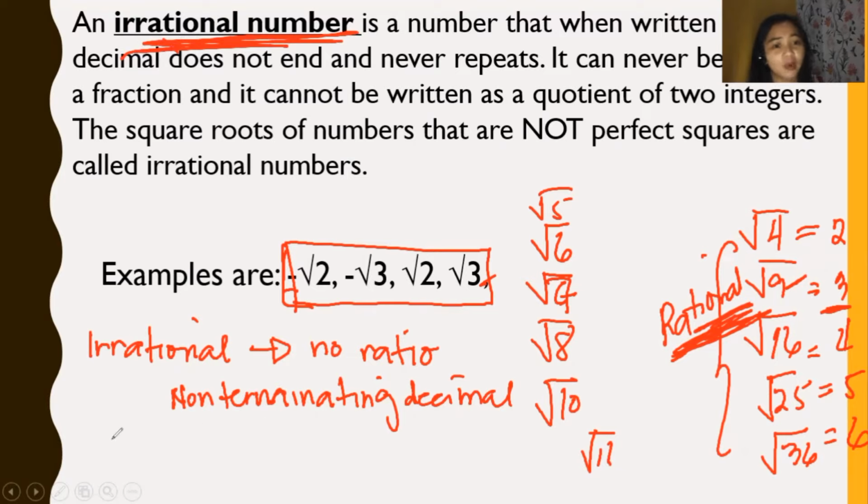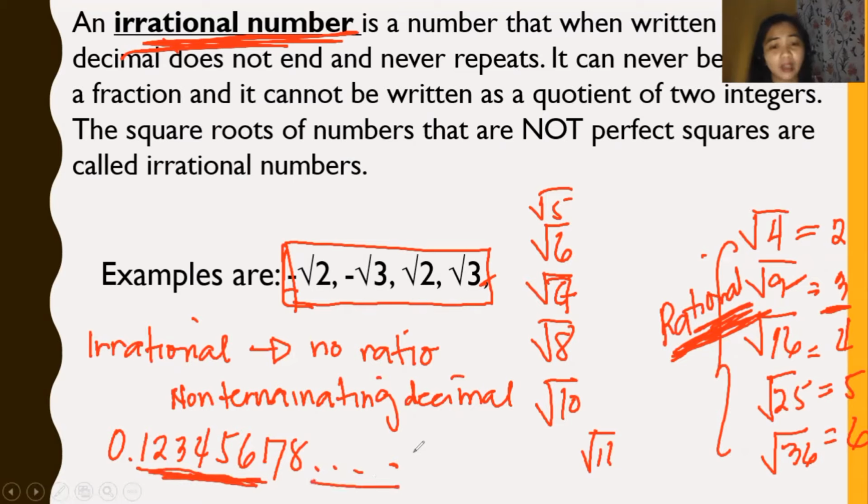At the same time, kung ang decimal mo, example, is 0.12345678, hindi na nagtapos, hindi pa rin nag-ulit, it does not repeat, and it does not terminate, it is an irrational number.